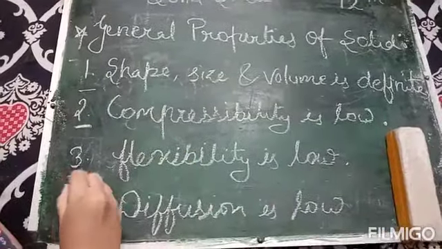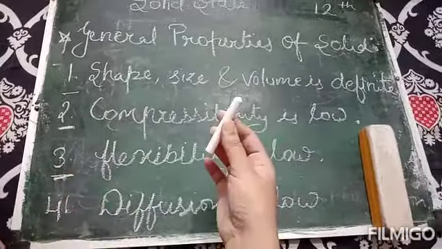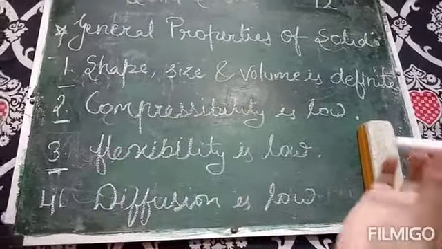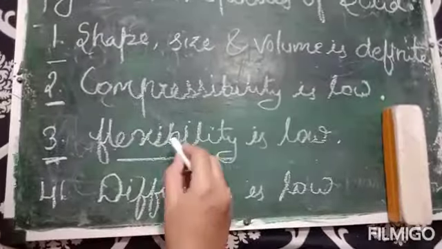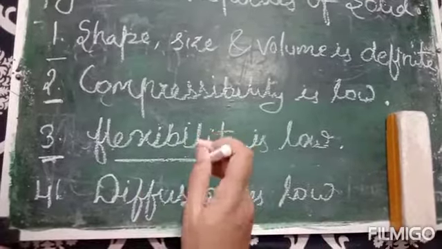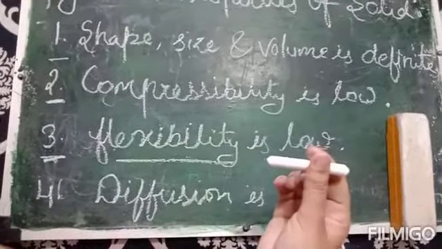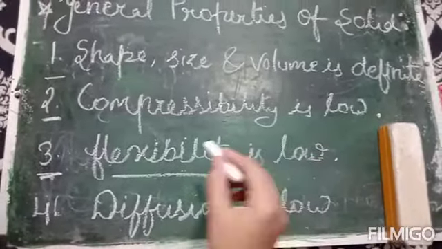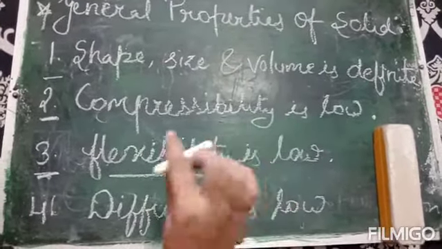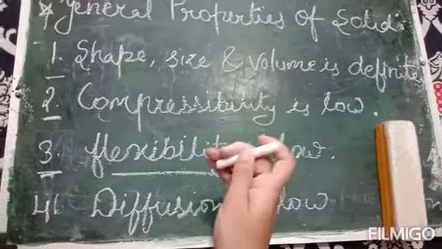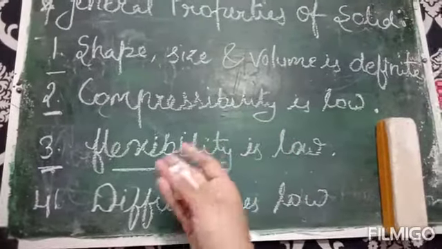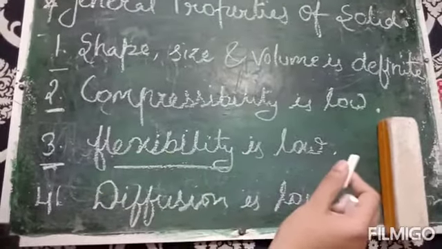Third point, that is flexibility. What is flexibility of anything? Like bending property, stretching property, it is under the flexibility. But is the chalk flexible? No, it is not flexible. If we bend it, it will break. So the solid's flexibility is low.